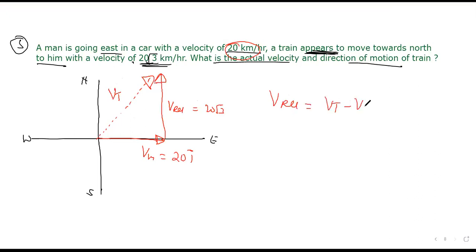V train minus V man, correct? These two vectors. We want to calculate the real velocity of the train. So the train velocity will be what? V relative vector plus V man vector. So we want to add these two.